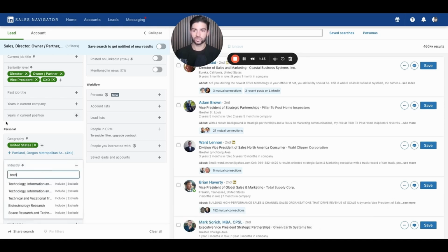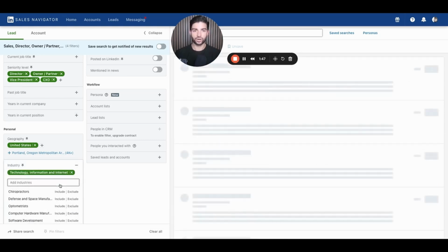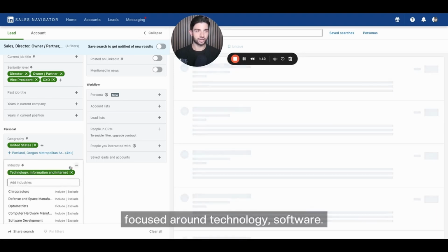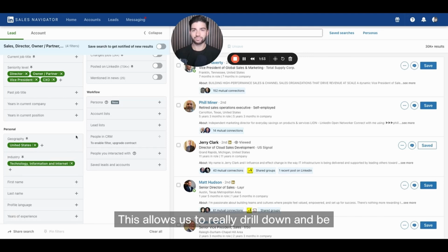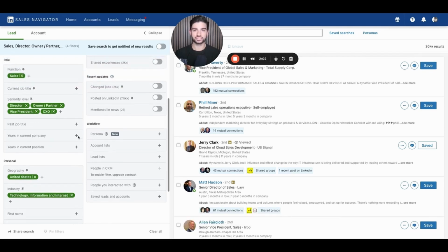Then industry. We're going to look at technology, right? My background, again, was all focused around technology, software, right? And this allows us to really drill down and be super focused as to who it is we're targeting so that we know if we get these people on a conversation that what we're sharing is just far more relevant.